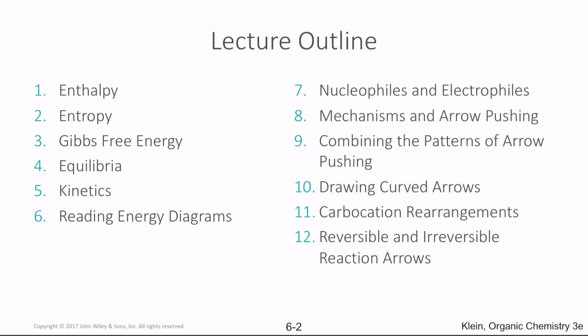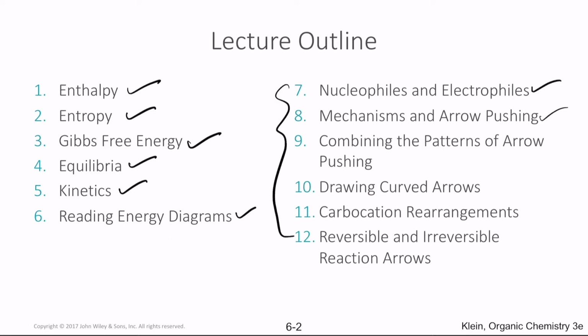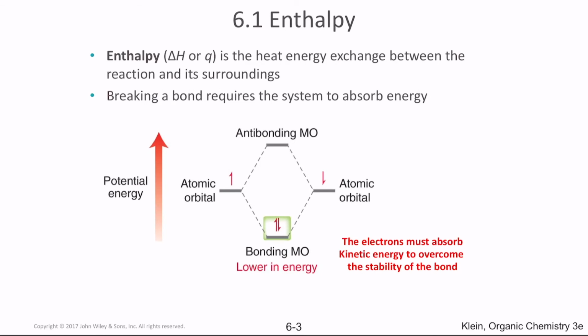So in the first lecture, we will talk about enthalpy, entropy, Gibbs free energy, equilibrium, kinetics, and how to read energy diagrams. And in lecture 2, we will talk about nucleophiles and electrophiles, mechanisms and arrow pushing, combining the patterns of arrow pushing, drawing the curved arrows, carbocation rearrangements, and finally we'll discuss reversible and irreversible reaction arrows. So with that in, let's jump into the first topic, enthalpy.